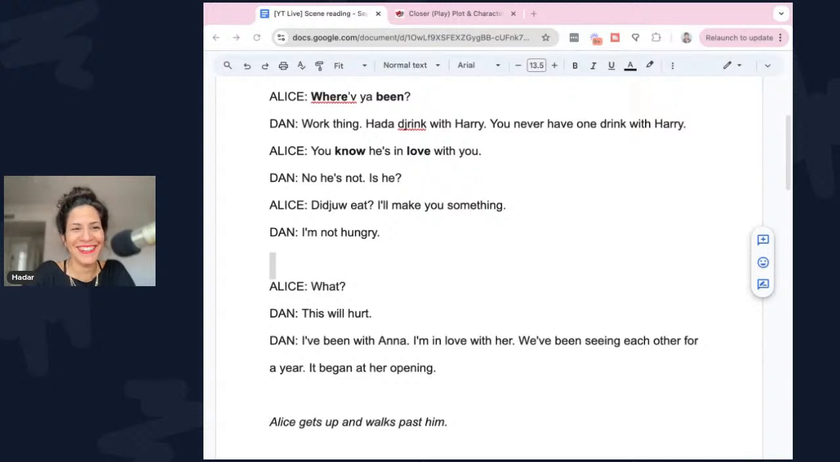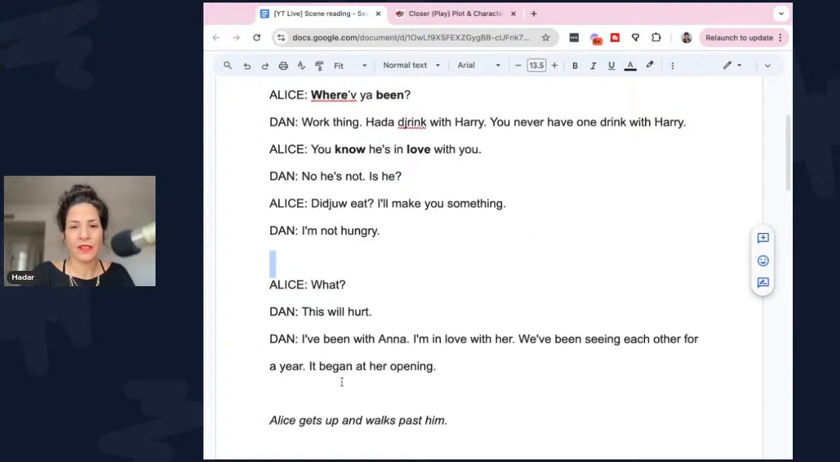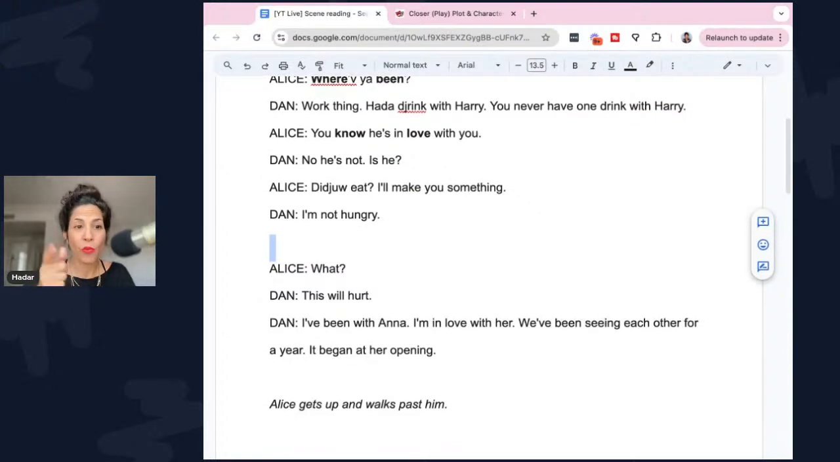I ate Harry. Maybe that's the face he's making. I ate Harry. Or maybe he is lying. Or maybe he admits to lying, that he lied. This will hurt. He prepares her for it. This will hurt. Notice the pronunciation. And then he tells her, not waiting for a response.